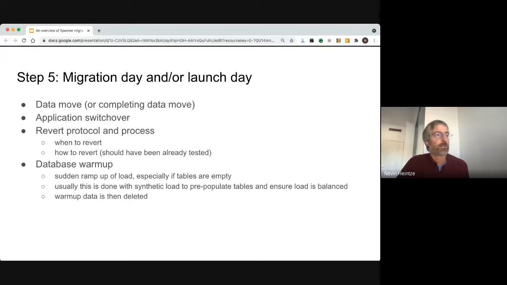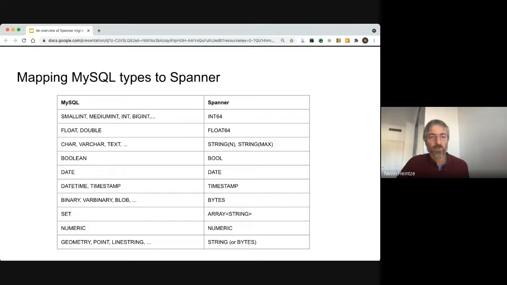All right. The next couple of slides are going to address some low-level details of migrations specifically from MySQL to Spanner. I want to first have a look at types. Spanner provides coverage of the core types of MySQL. However, you'll notice that where MySQL has many different integer types, for example, Spanner has just one, int64. Similarly for floating point numbers and for char and text types.